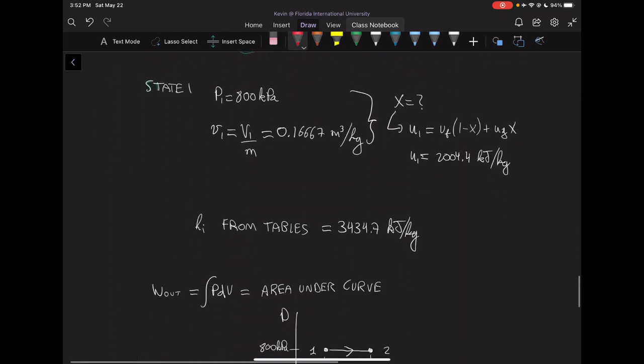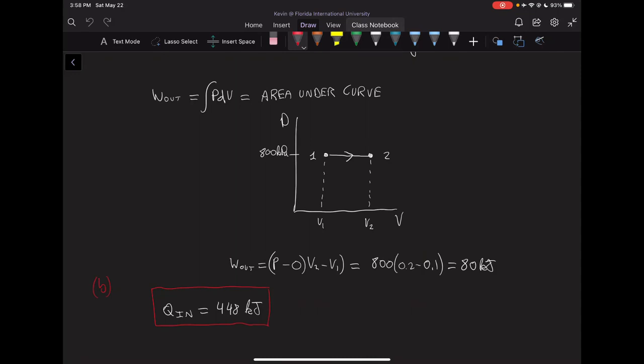So this concludes Module 4. In Module 5, we're going to be introducing the second law of thermodynamics and see how it relates with the first law. So see you in Module 5.